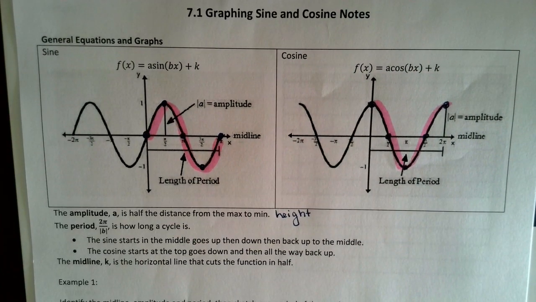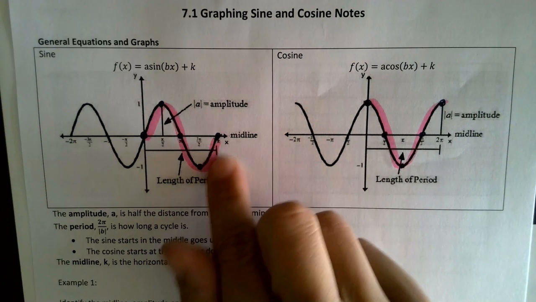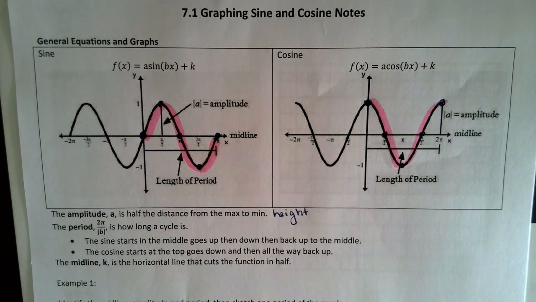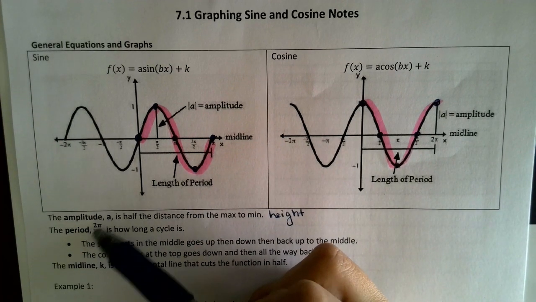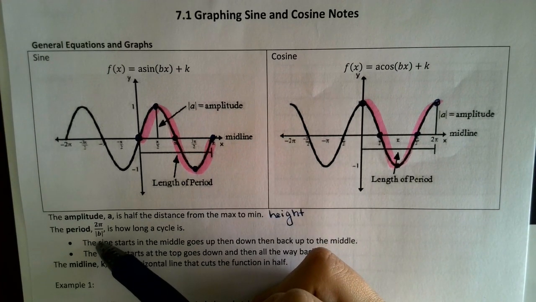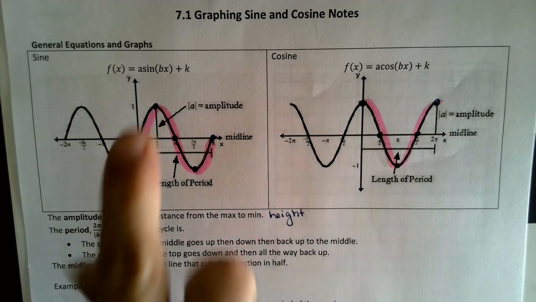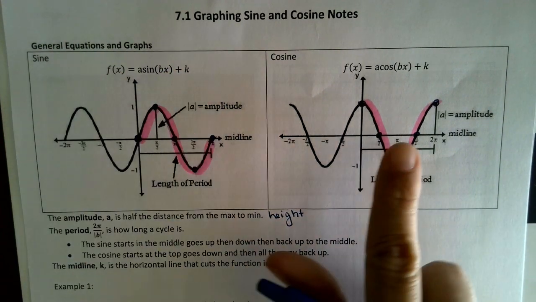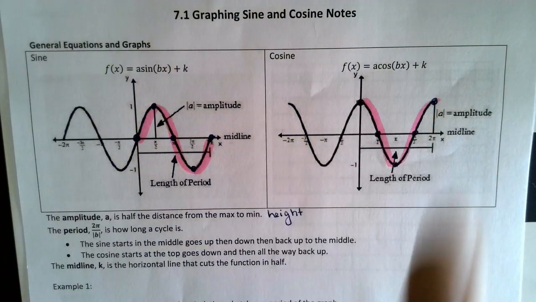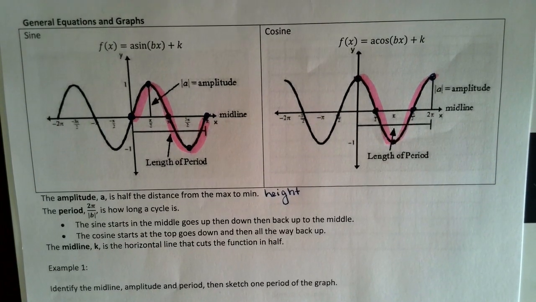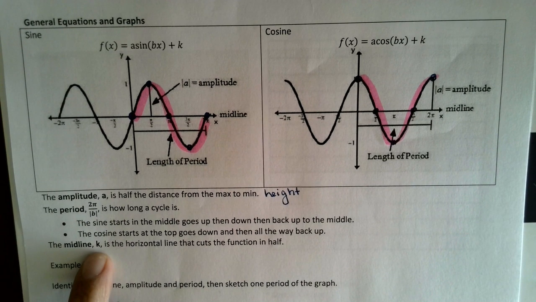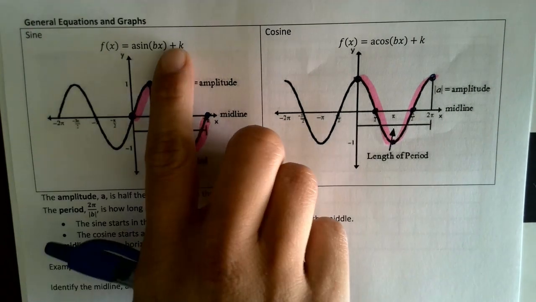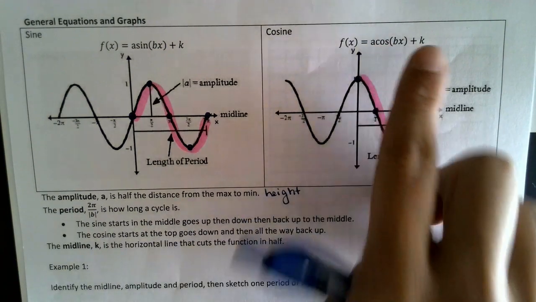Next is our period. So that is the length of one full rotation there. The period is found by going 2 pi divided by the absolute value of b. So b is our coefficient in front of x. The midline cuts our graph in half, and that is shown by k, which is added on to the very end.